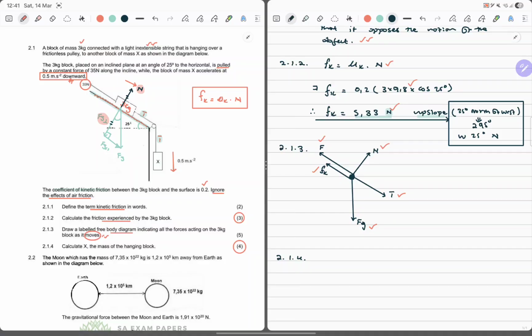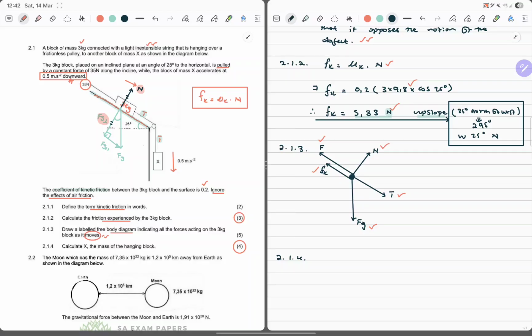We weren't told. But in any case, the acceleration of the block X is the same as the acceleration of the 3 kilogram block. That's just the one thing we need to appreciate. So if we want the mass of that block, we basically need to find the tension. But this is just 4 marks, I don't understand. We need to find the tension, right?